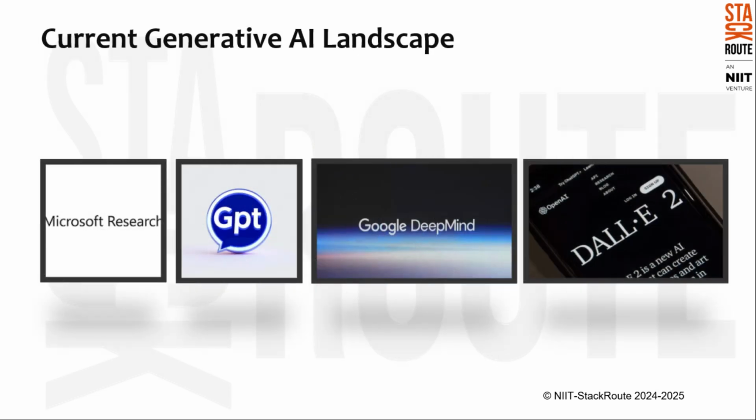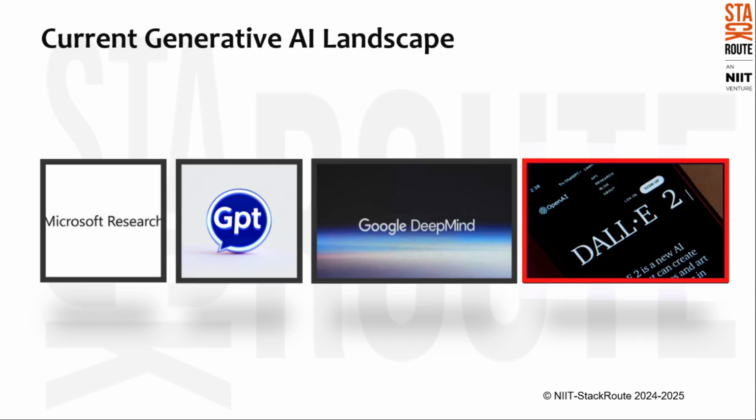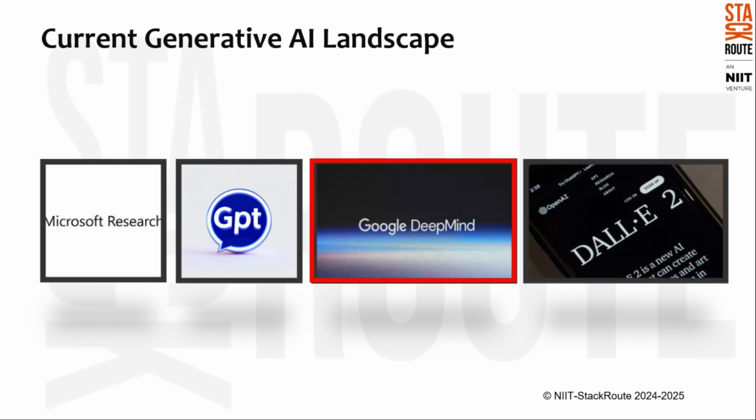Let's dive into the current landscape of generative AI, exploring the key players, recent advancements, and trends shaping this exciting field. First, let's talk about the key players and technologies. OpenAI stands out with their groundbreaking models like GPT and DALL-E, revolutionizing natural language processing and image generation.